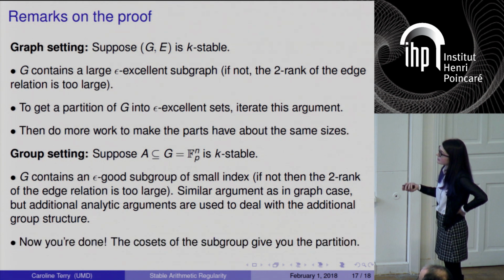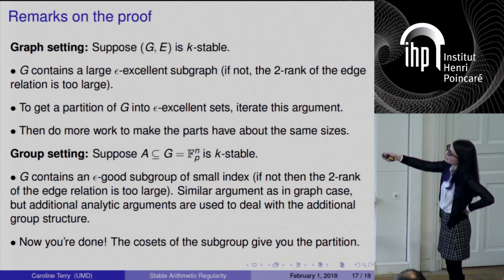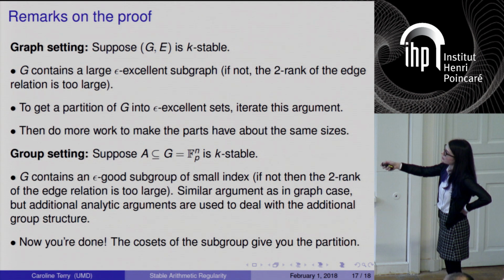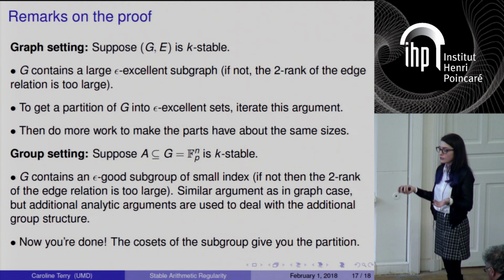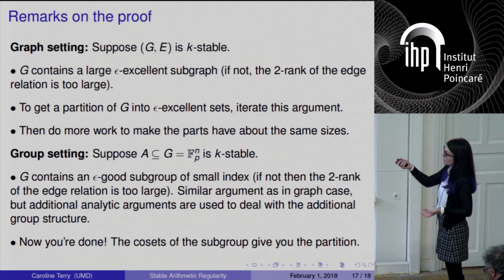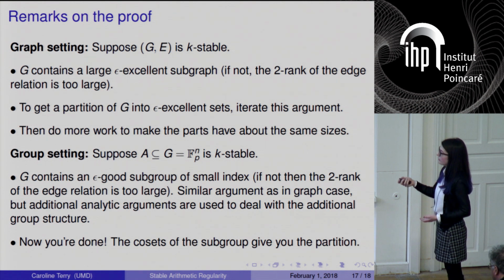And then what's interesting is that you're done. Here in the graph setting, you had to iterate this process to get the partition, and then you had to do more work to get the parts of the same size. But we're done here because once you find a single subgroup, you automatically get a partition into the cosets of the subgroup, which automatically have the same size. So you get to leverage the group structure you're getting out of this. You do a little more work in some places, and then you're done. And I think that's really nice. Somehow the algebraic structure is giving you some of this stuff for free.